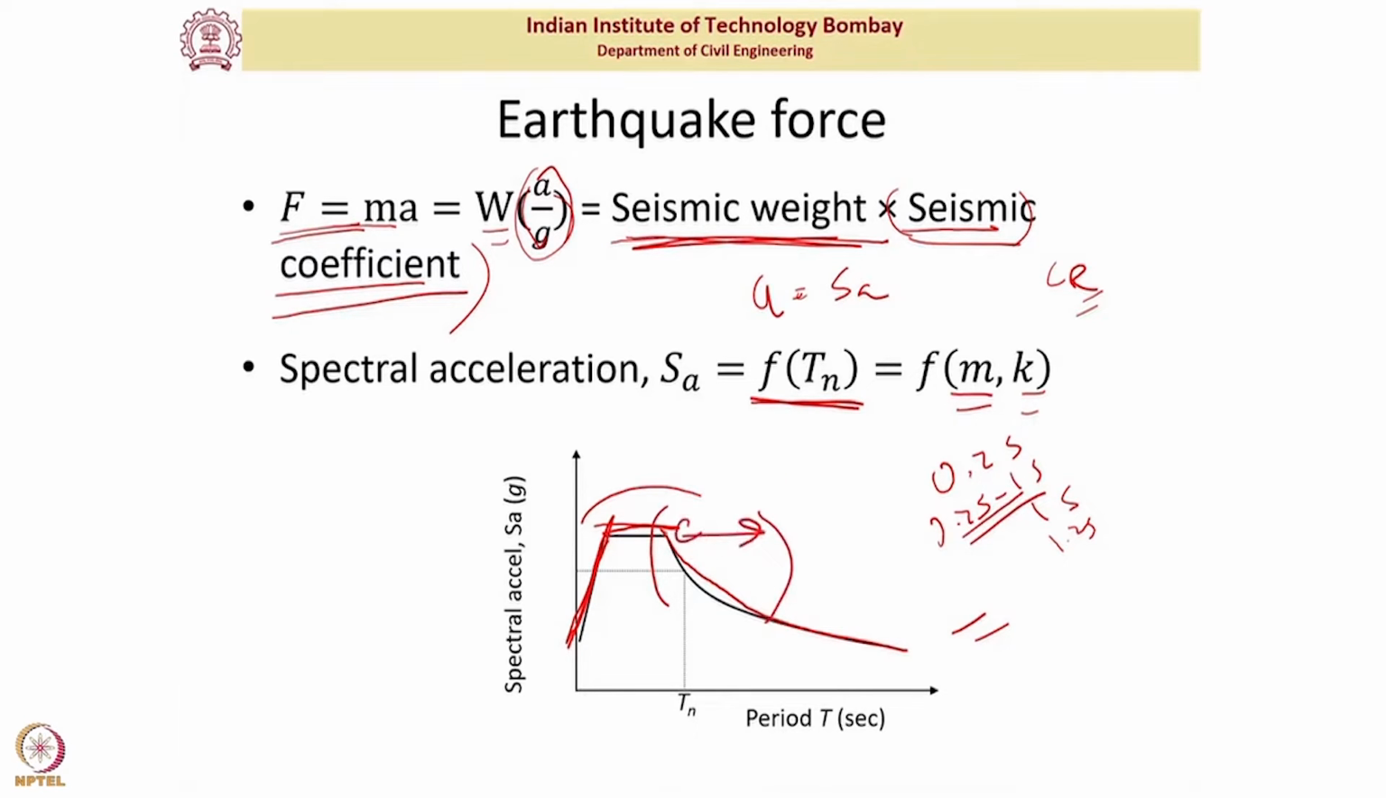Okay. Now, let us say I have a technology, or I want to reduce the force transferred to the system. So what should we do? I know that the seismic weight of the structure is fixed, so that cannot be changed. Similarly, the mass of the structure is fixed. The only thing that I can tinker with or change is the time period, right?